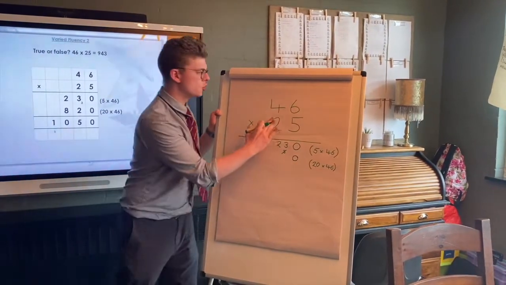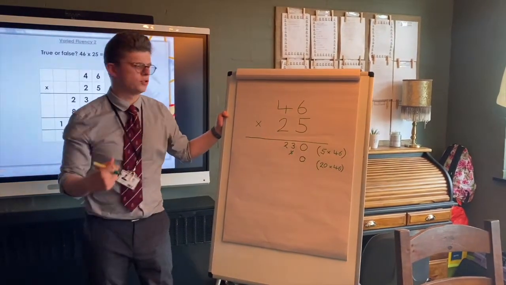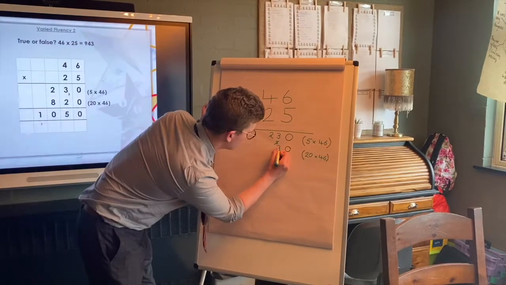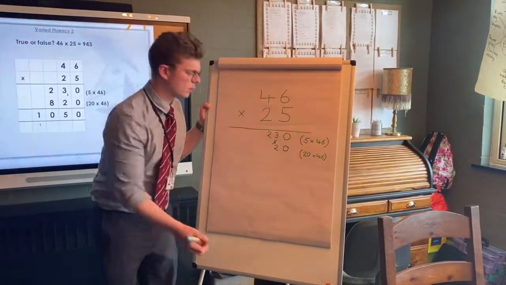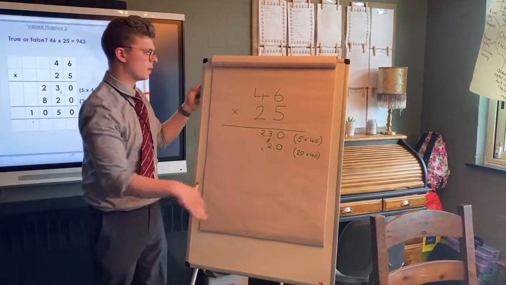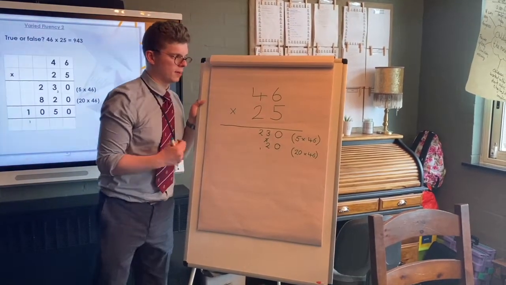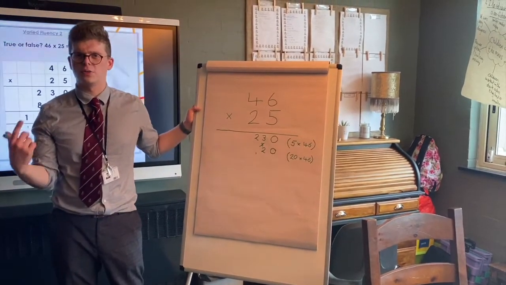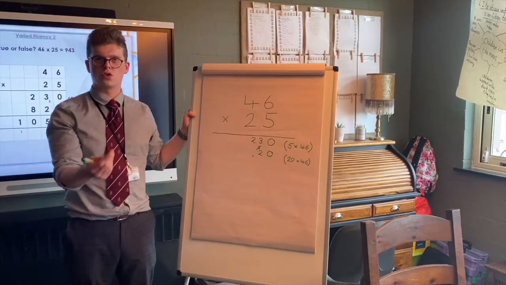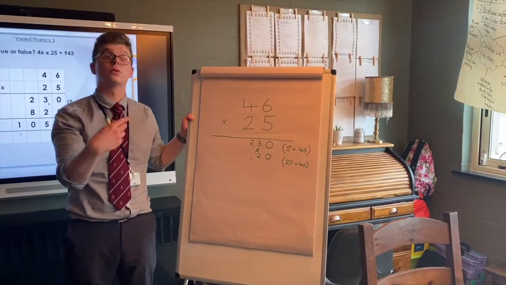Then 2 times 6. Well, I know 2 times 6 equals 12. So, like before, we write our 2 followed by our little 1. Finally, 4 multiplied by 2. I know 4 times 2 equals 8, but I mustn't forget to add on my extra 1. 8 plus 1 equals 9.